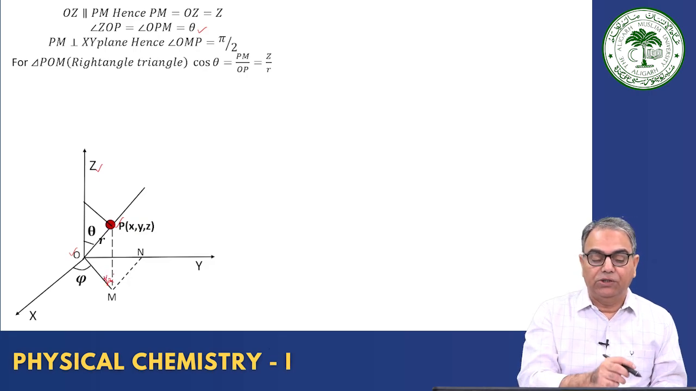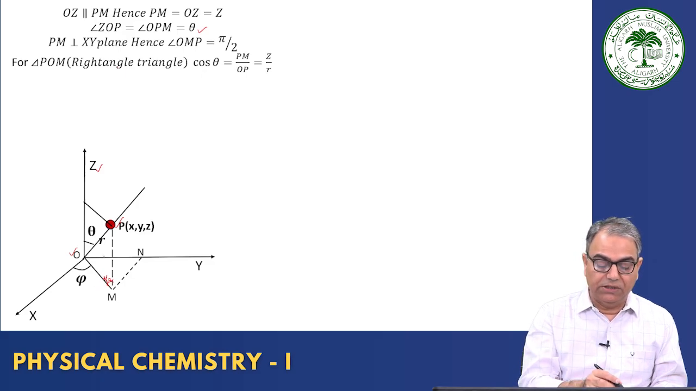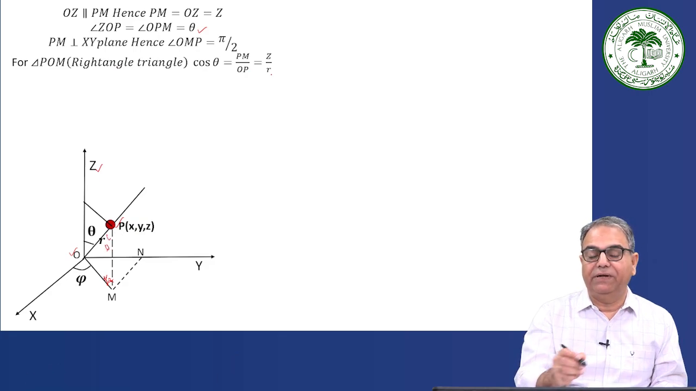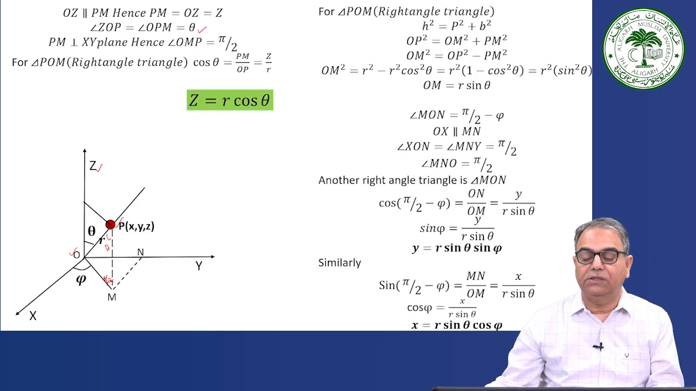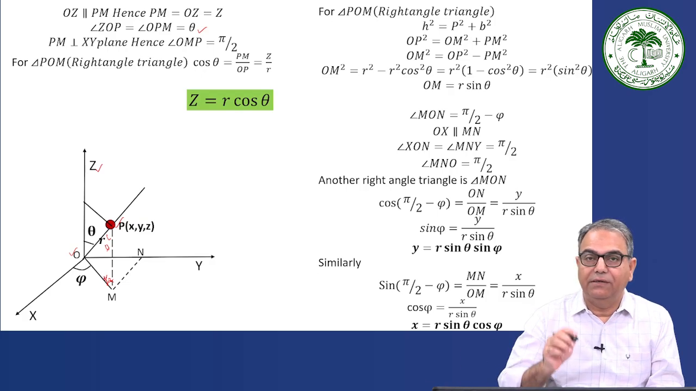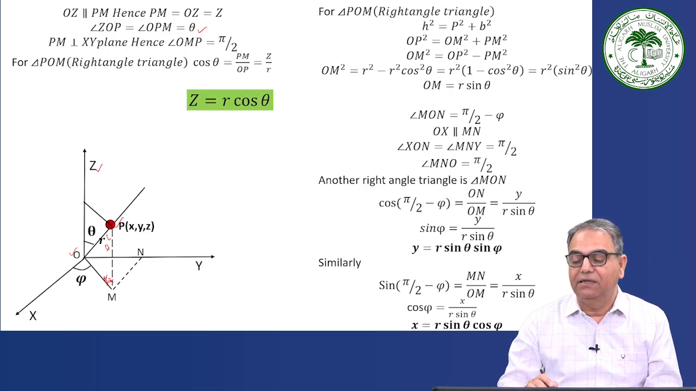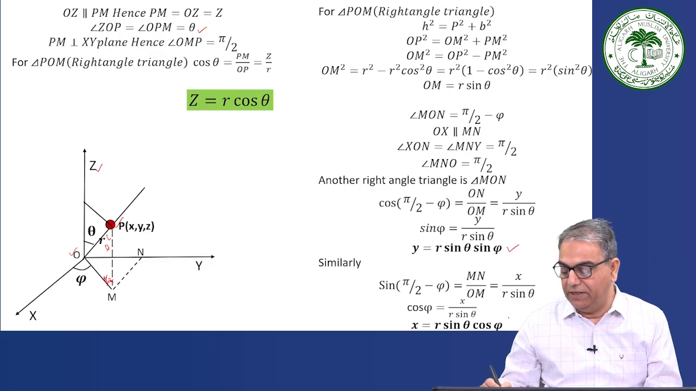Okay. So for the right angle triangle POM, what can you write? Cos theta is equal to PM divided by OP. This is your theta angle. So cos theta is equal to PM divided by OP, so Z divided by R, and what does it mean? It means Z is equal to R cos theta. Same treatment with the other angles, right angle triangles, you get Y is equal to R sin theta sin phi and X is equal to R sin theta cos phi.